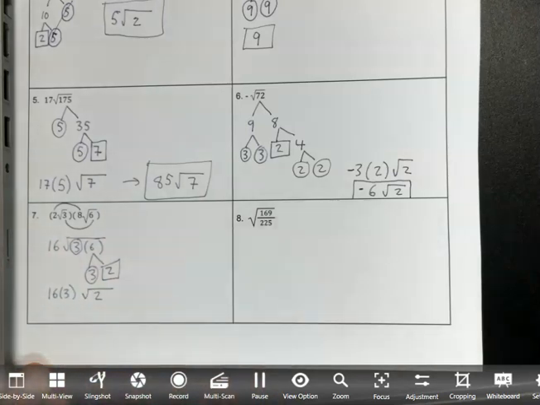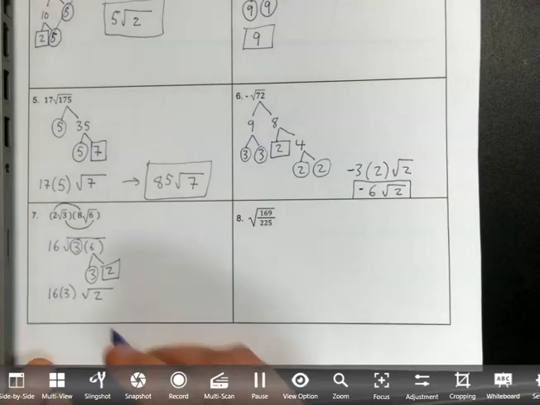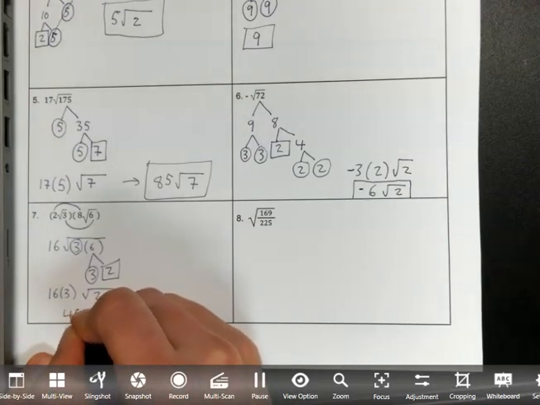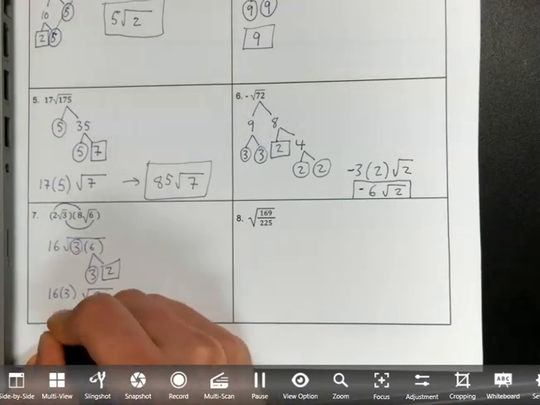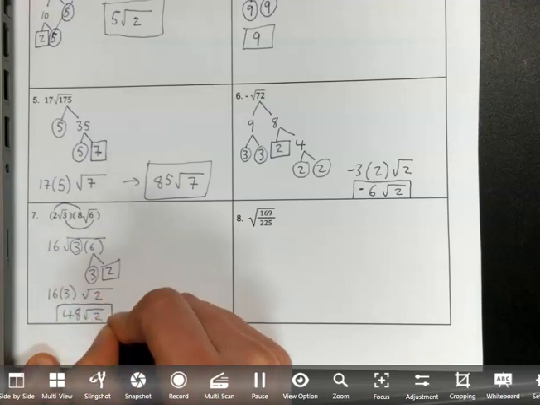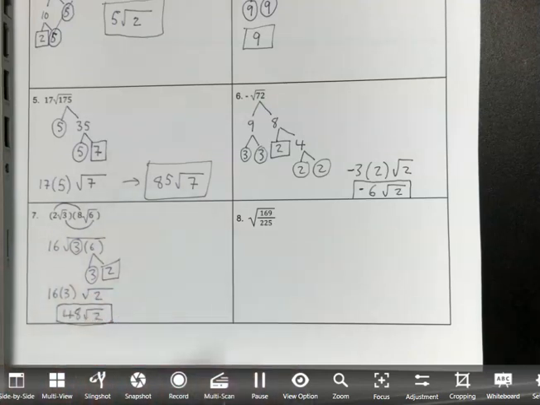All right, so 16 times 3, that's outside. I have to go ahead and multiply that. I get 48. So 48 square root of 2 is what I get on example number 7. All right, now example number 8.